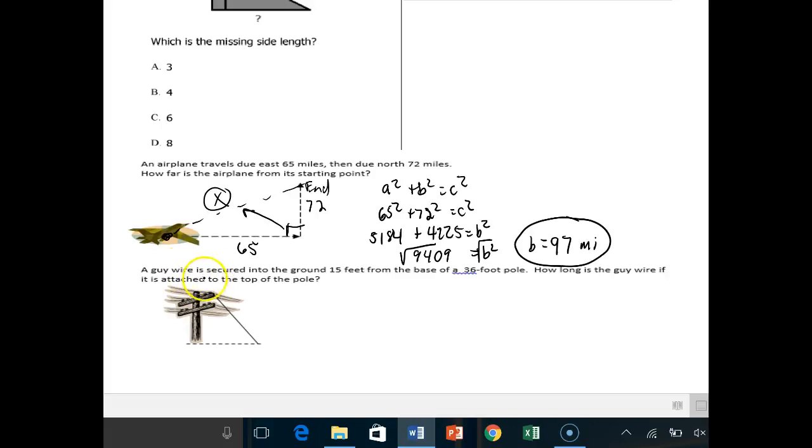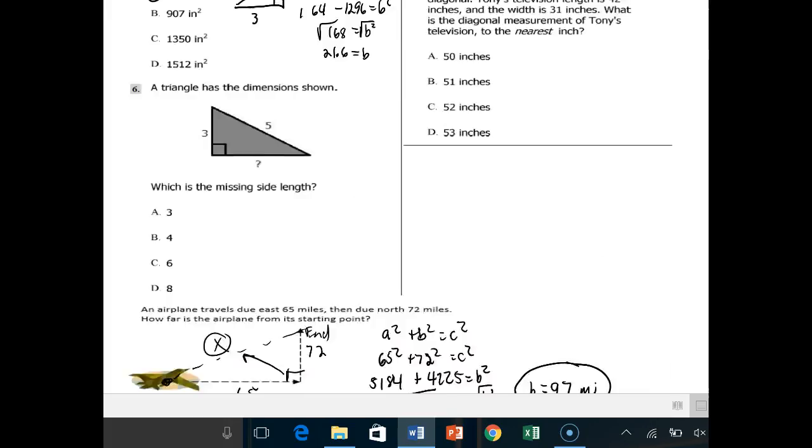A guy wire is secured into the ground 15 feet from the base. So here's its base, it's 15, on a 36-foot tall pole. So here's the pole that's 36, right? So there's your right triangle. You're missing your hypotenuse. I will let you go ahead and use Edpuzzle to solve that a squared plus b squared equals c squared problem.